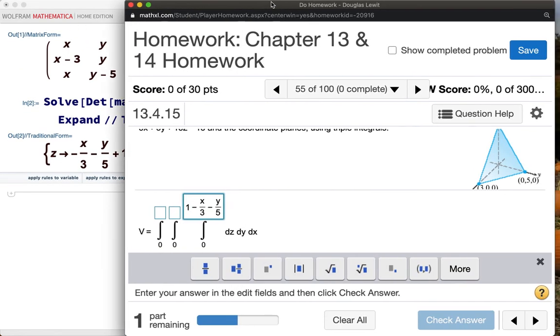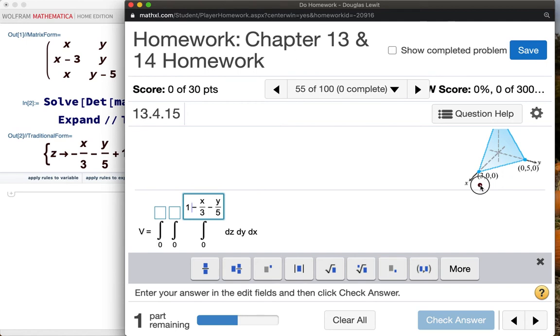We're going to look at the xy plane. Here we can see the points (3, 0) and (0, 5). I hope you can see that. Okay, (3, 0) and then (0, 5). So let's consider those two points.